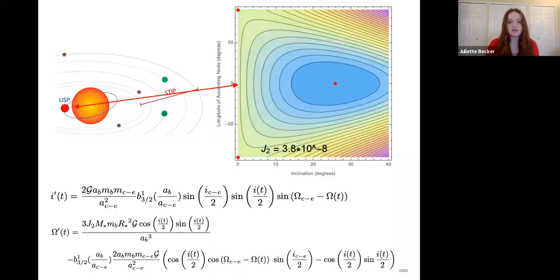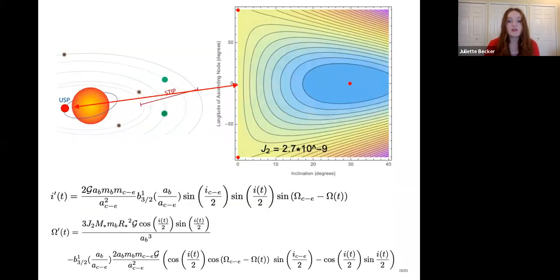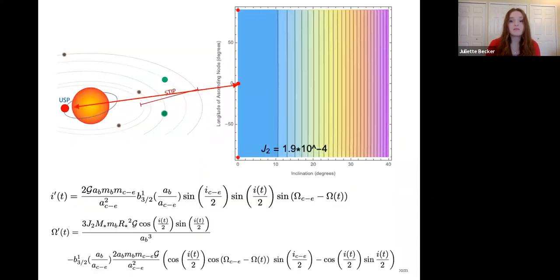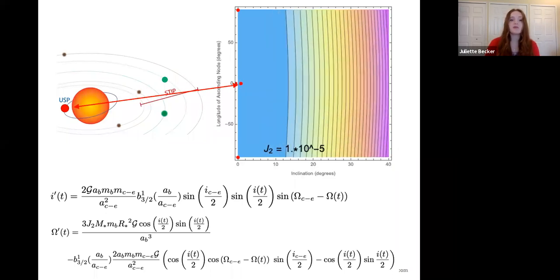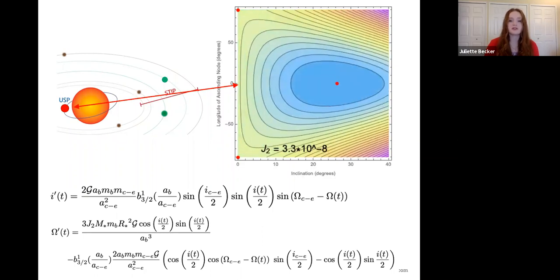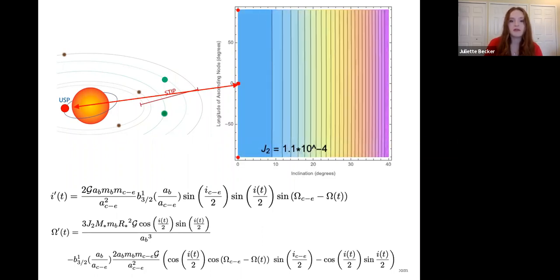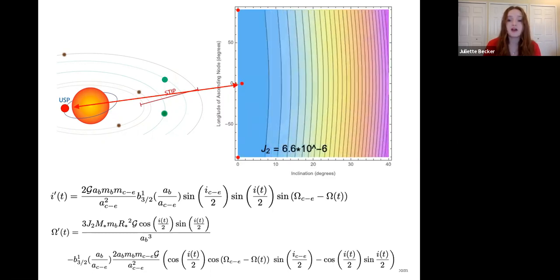As the star ages and the J2 term in the Hamiltonian becomes less important, the ultra short period planet starts to decouple from the quadrupole moment, and the frequencies due to planet-planet interactions become more important. And that allows the ultra short period planet to increase its inclination with time.